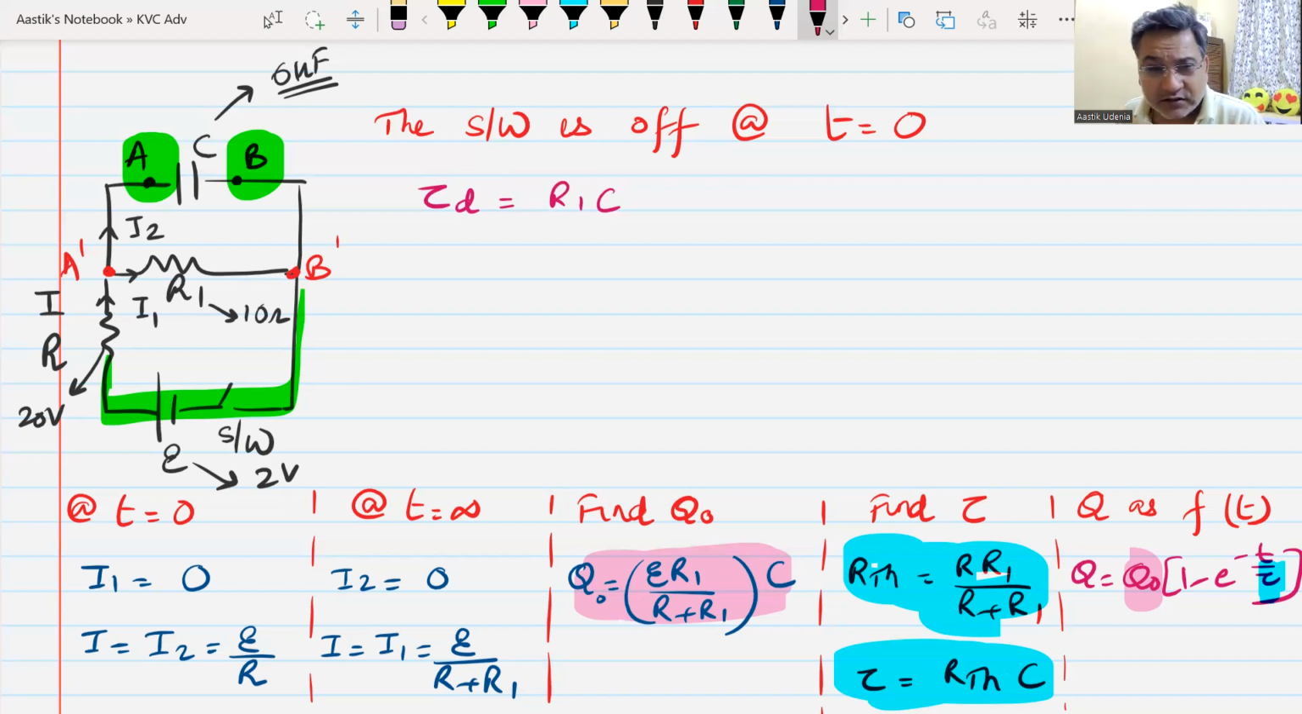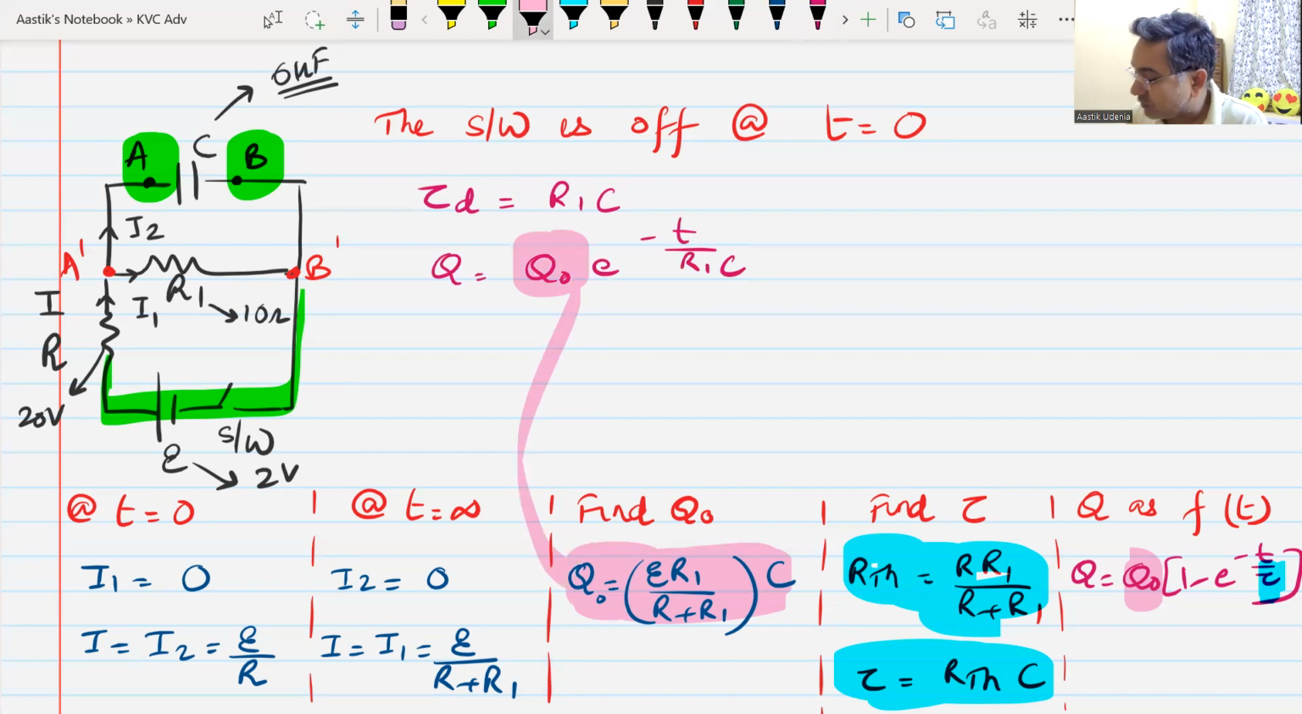Can you tell me the charge on the capacitor as a function of time when it is getting discharged? Sir, the charge on the capacitor as a function of time now is Q equals Q naught e to the power minus t by R1C. What is this Q naught? This Q naught is still your original Q naught. Do we understand this? Yes, sir.